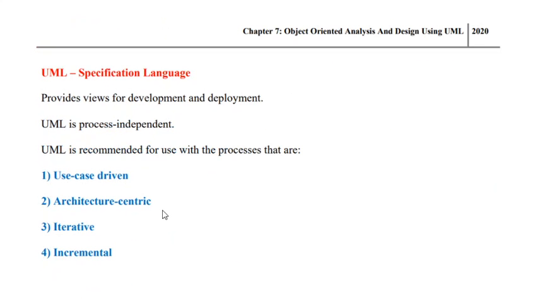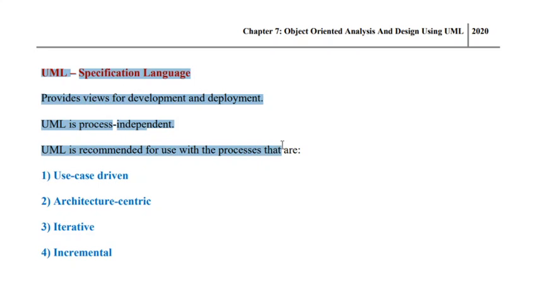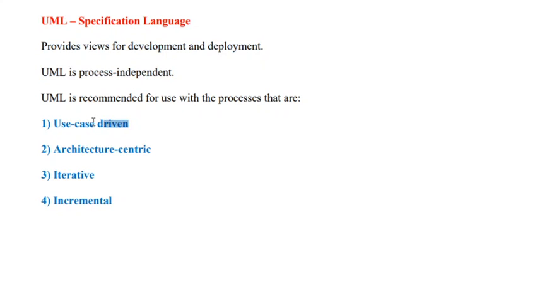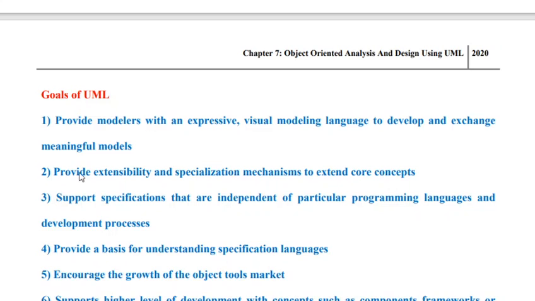Now, UML is a specification language that provides views for deployment and development. UML is process independent, and UML is recommended for use with processes that are use case driven, architecture centric, iterative, and incremental. Now, what are the goals of UML?